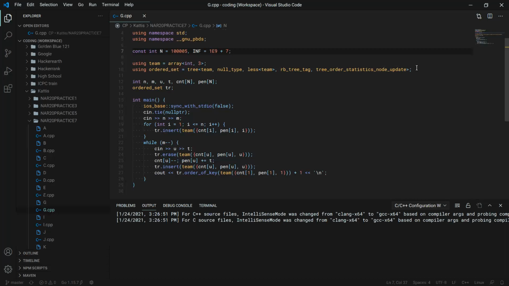But my code failed because I used a multi-set, and when I erased, I didn't realize it erased all the instances of the same value. I see. If you want to erase only one value from a multi-set, you can call lower bound and then erase. Yeah, that's how I fixed it afterward. I called find and then erased the iterator returned by find. Yeah.